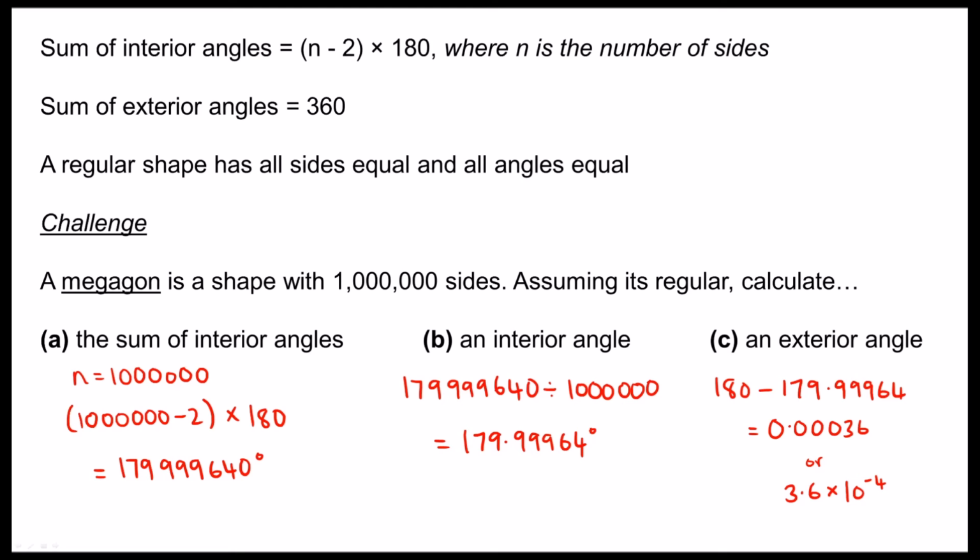And lastly, I need to do 180 degrees, take away the 179.99964, which gives me an answer of 0.00036 for one of my exterior angles. Some of you may have got 3.6 times 10 to the minus 4 in your calculator, and therefore you're going to need to use your standard form conversions to get it as an ordinary number.